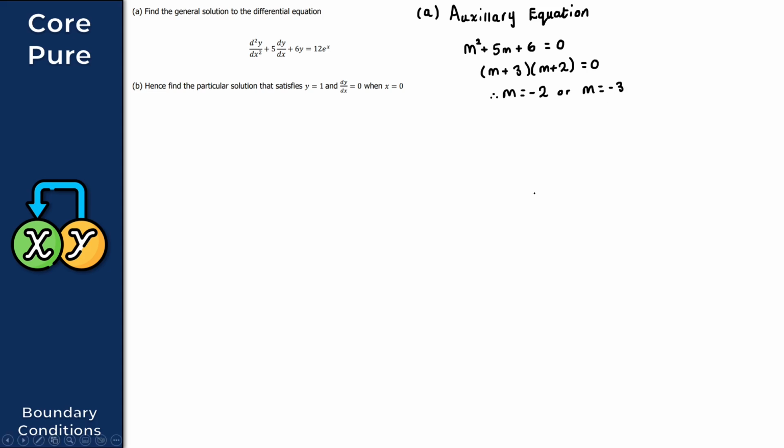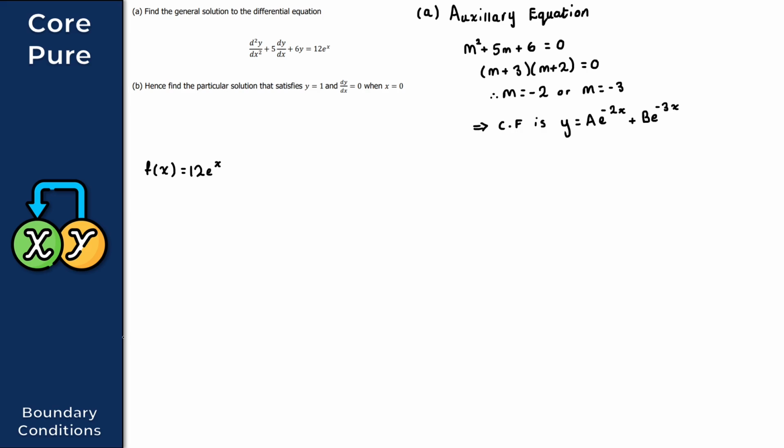So in that case, the complementary function, which I'll abbreviate to c.f., is given as follows. It's going to be y equals a e to the minus 2x plus b e to the minus 3x. This here then is our complementary function. So what I've got here then is f of x. So f of x is equal to 12e to the x.